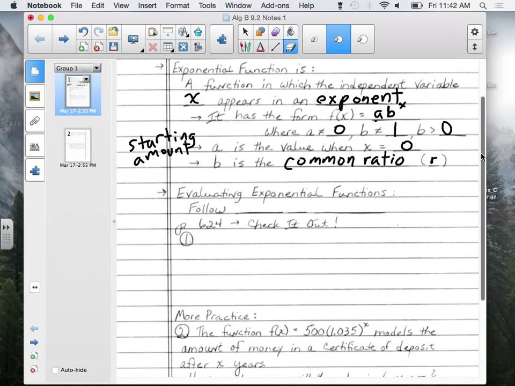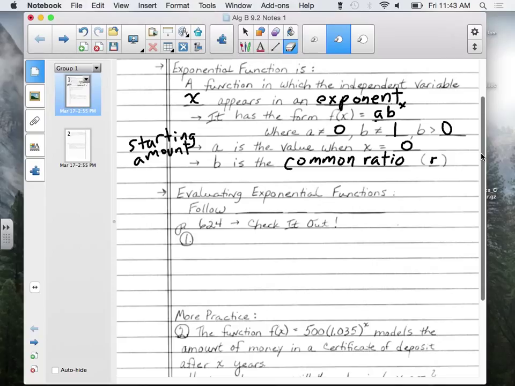Okay, if everyone will open your books to page 624, we're going to do a little example problem. Alright, everyone has your book. 624. We're going to be doing the Check It Out problem at the bottom of the page. Check It Out number 1.